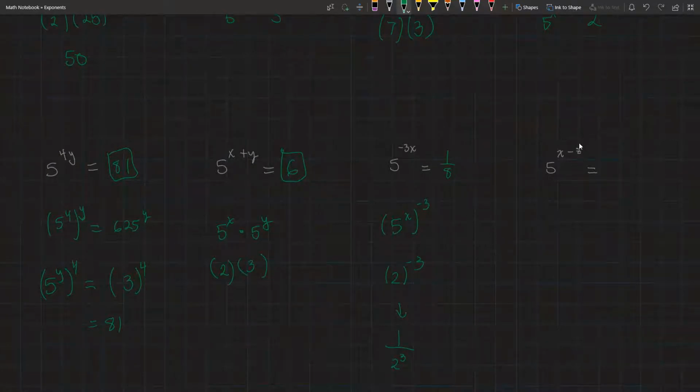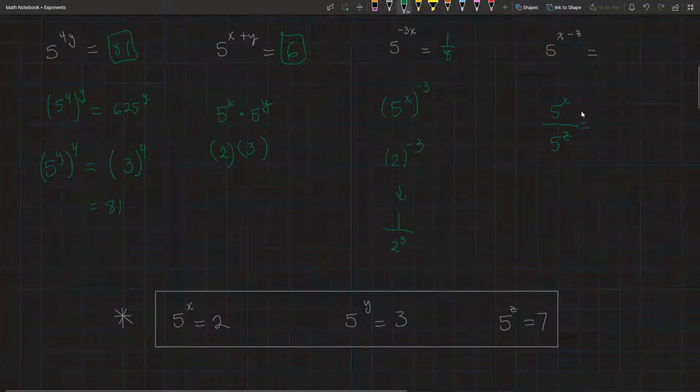Nice. So what should we expect to see here? A quotient. We have, in what order? 5 to the something over 5 to the something. What's the order? Is it z on the numerator or is it x? It's x, because that's the first thing that was written there. That was not too bad. No trickery there. 5 to the x is 2, and 5 to the z is 7. So this expression is 2 over 7.